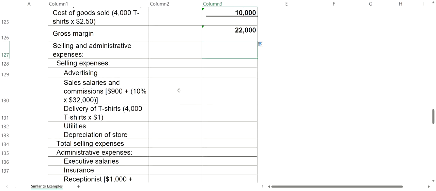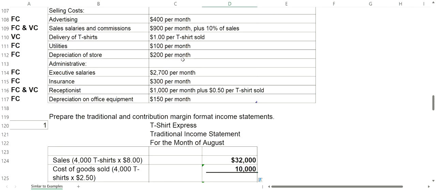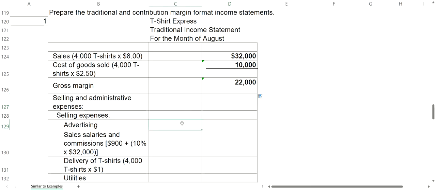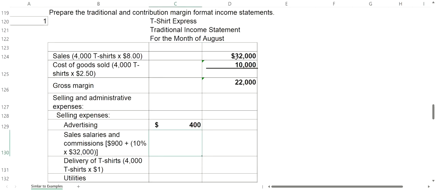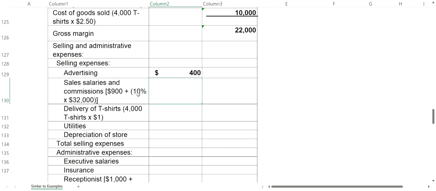Now we'll move on and identify our selling and administrative expenses, and we will keep them grouped as selling and then administrative. So we will go off the information here. We will start with our advertising, a fixed amount of $400 per month. Now remember our sales, salaries, and commissions have a fixed part of $900 plus 10% of sales. We just calculated sales are $32,000. So to calculate this out, I would take 10% of sales, $32,000. That gives me $3,200. Then I would add the fixed component of $900 onto that, and that gives me $4,100.